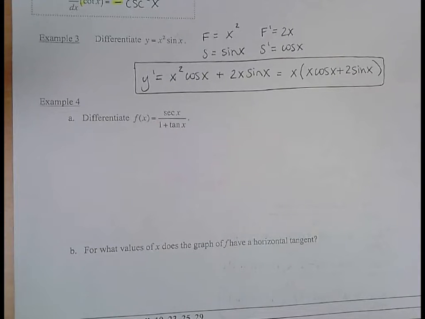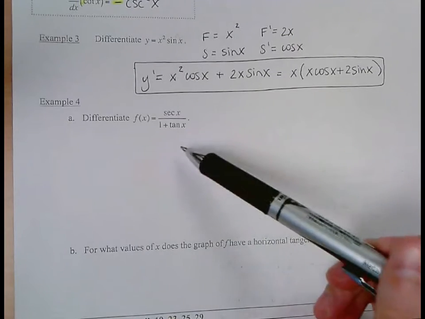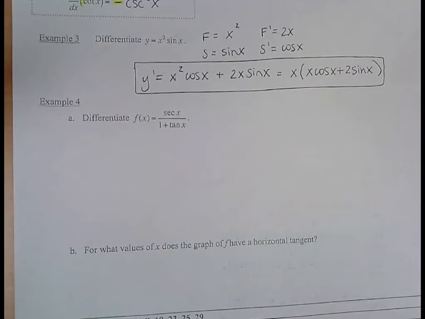For example 4, so this says to differentiate f of x. F of x is a quotient. I know we have 5 minutes. I want everybody to at least find the derivative of f of x. Part B says for what values does it have a horizontal tangent. You can go ahead and do that too, but at least find the derivative of f.